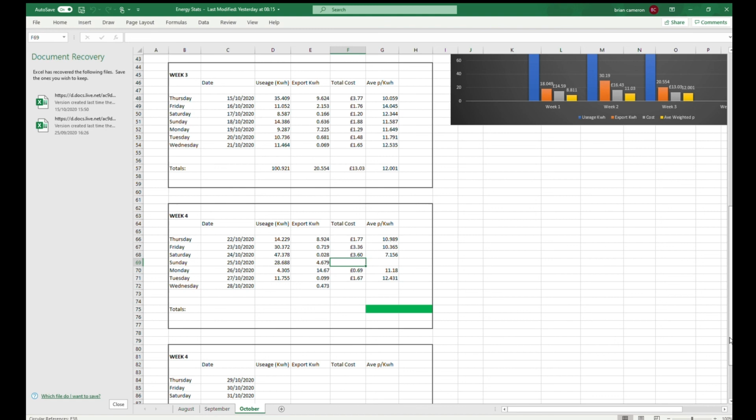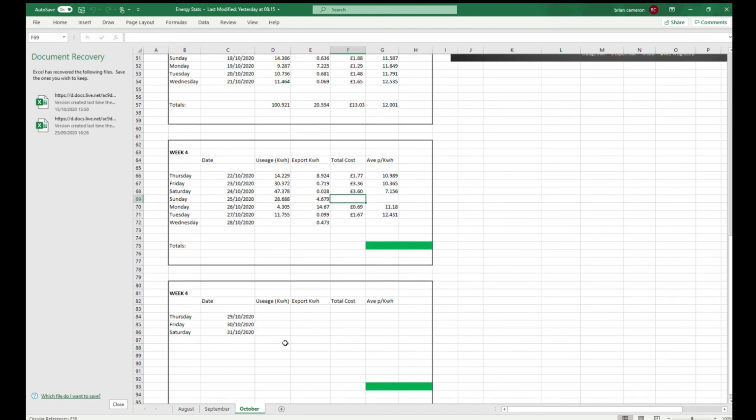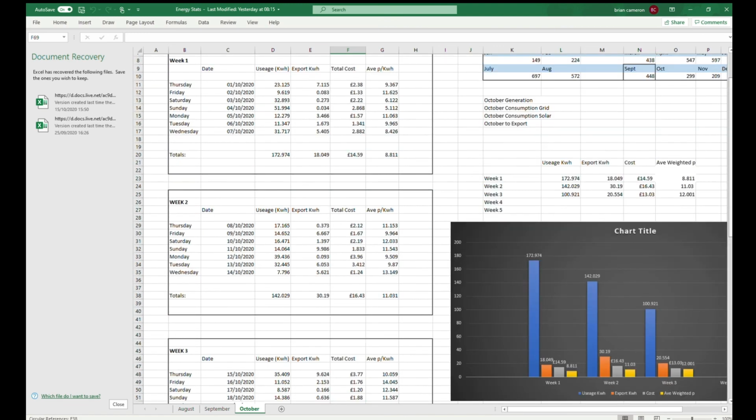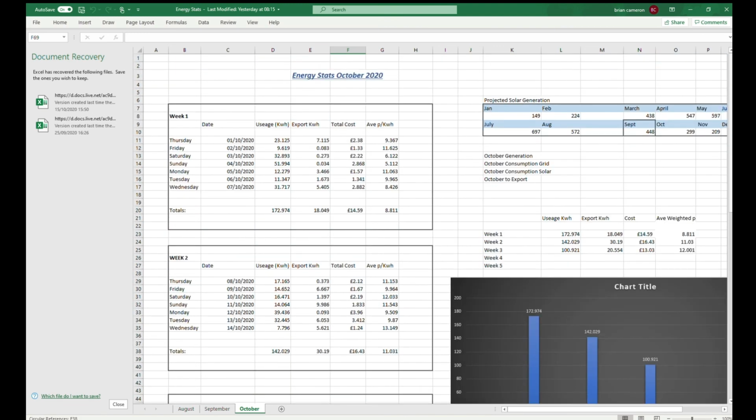Today we are the 30th of October, so yeah, I've got a couple of days more to fill in here, fill in some of these gaps here, and then I should be able to report on October and give a good comparison.